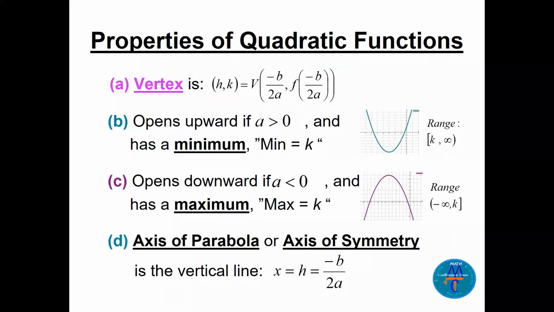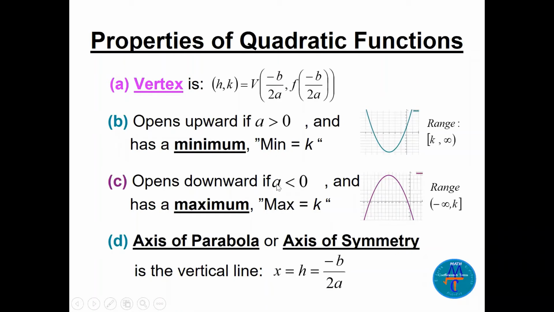Let's look here at the properties of the quadratic functions. This is like a summary of the whole lecture. So the vertex, as I mentioned before, is h and k, or minus b over 2a, f of minus b over 2a. The parabola opens upward like this if a is positive, so this is the leading coefficient, and it has a minimum here. The minimum is the k. And the range will be from k up to infinity.